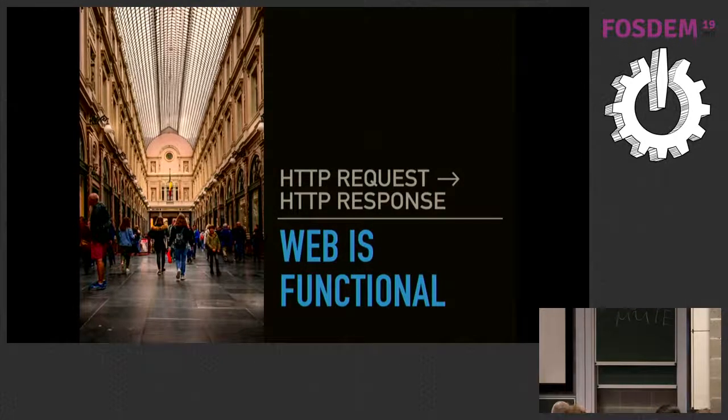So why this talk? The idea is really simple. Web is functional. You basically can model any HTTP server as a black box, as a function that takes an HTTP request, and after some time, it returns an HTTP response, which means that it seems a perfect fit for functional programming. Functional programming is all about taking some input, doing some magic inside the function, and returning some output.